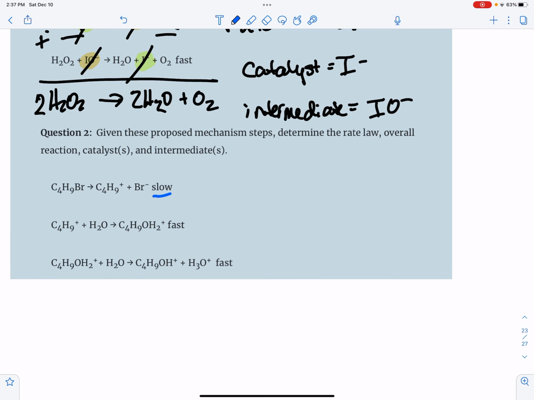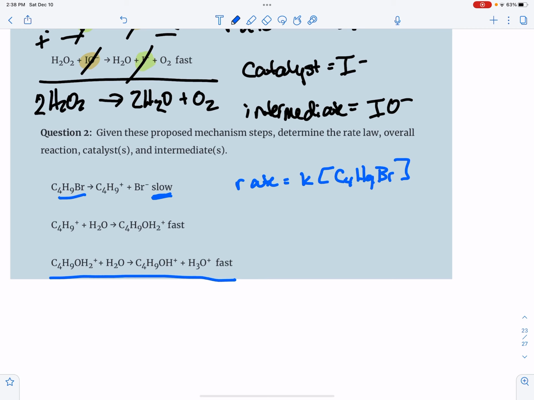Then this is my proposed slow step. So I go to my reactant, and my rate law is very simple on this one. C4H9Br. That's my slow step. Now, for my two fast steps, they don't go into the rate law at all. Again, this is my limiting step for my speed, but they are going to influence if we have any catalysts or intermediates.